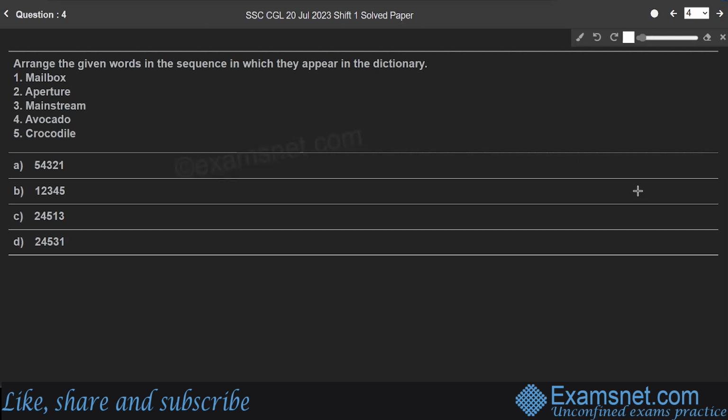Question 4. Arrange the given words in the sequence in which they appear in the dictionary. Here are 5 words given, in which 2 words start with the letter A. Therefore, words which start with A come first. Aperture comes first before avocado because the second letter is P here, whereas in avocado, the second letter is V. Therefore, aperture is the first word.